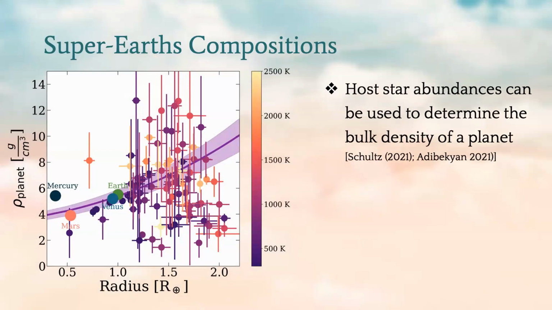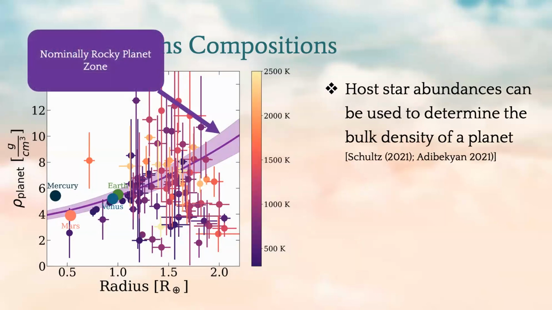And what you're looking at here on the right is planet density as a function of radius. And you'll see a variety of different planets on this plot, and you'll see this purple line. So this is the nominally rocky planet zone. So if we were to assume that you can scale up Earth, this is kind of the curved density that you would expect Earth to look like.